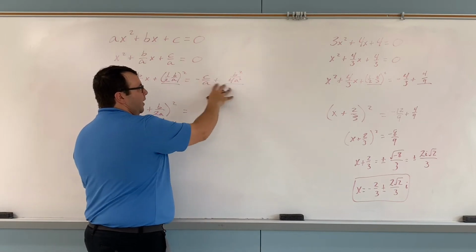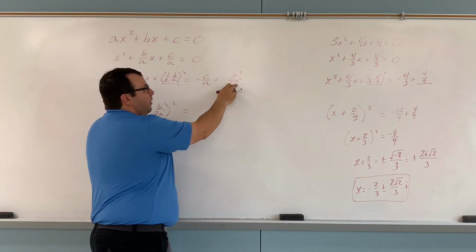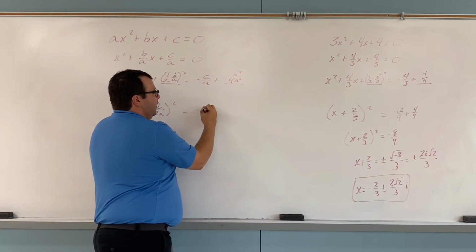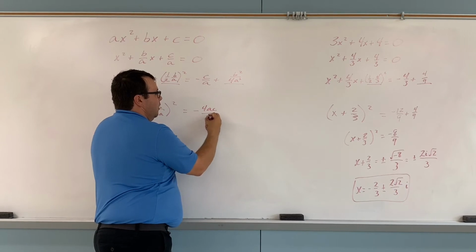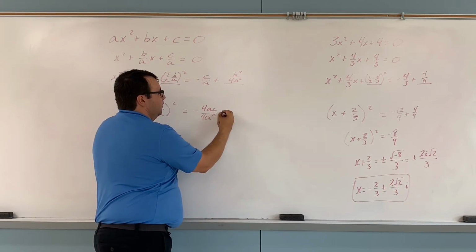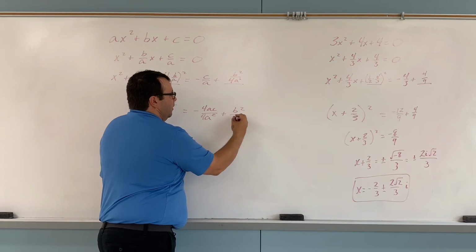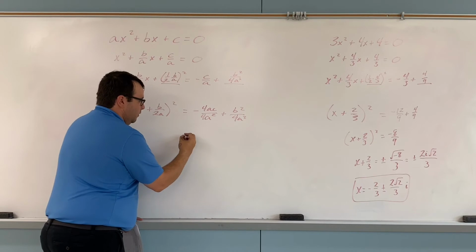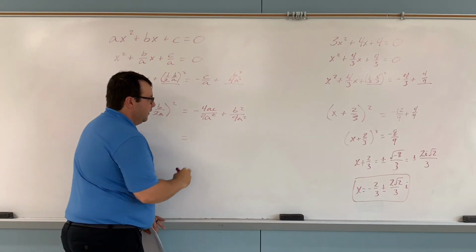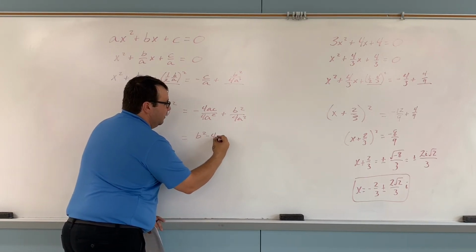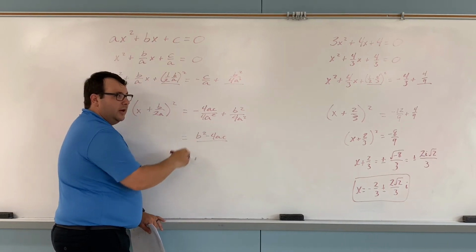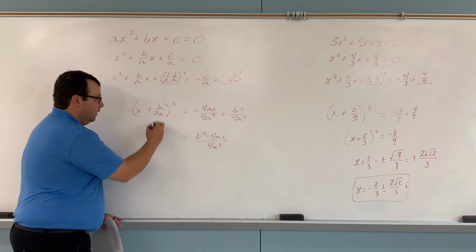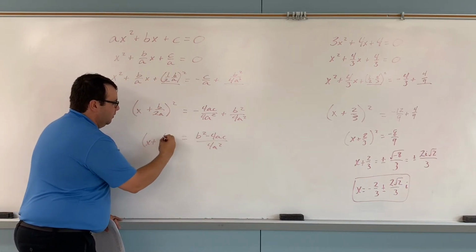Now I can work a little bit on this side. So I have a common denominator of 4a squared. So I need a 4a over here. So that's minus 4ac over 4a squared plus my b squared over 4a squared. I can combine my like fractions, my like rational expressions here. So that's b squared minus 4ac, just to make sure I don't drop a sign in the process. This is over 4a squared. This side hasn't changed at all, so just bring it down.